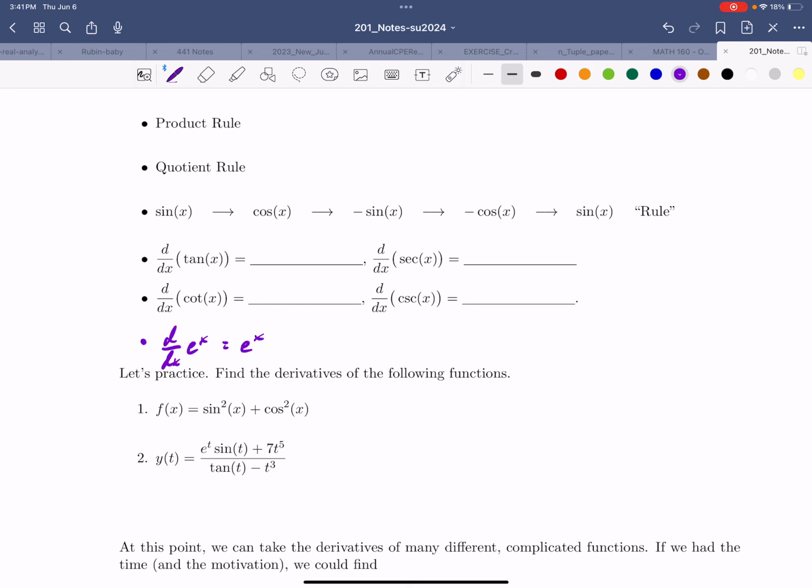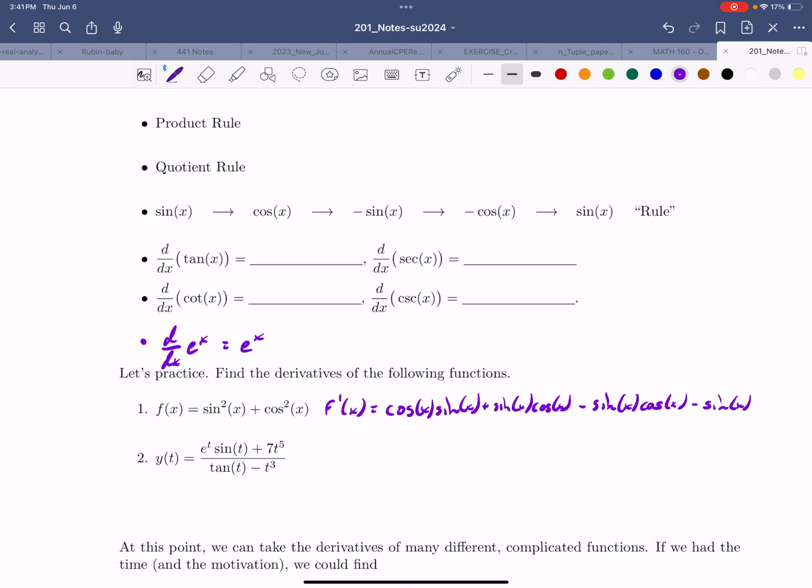Number one, what's the derivative of f of x here? Well, I guess you could say f prime of x equals, well, sine squared of x is sine times sine, so it's going to be take the derivative of the first, leave the second alone, plus leave the first alone, take the derivative of the second, and then do the same thing over here. Well, take the derivative of cosine, that's negative sine. And I guess you could do the same thing here.